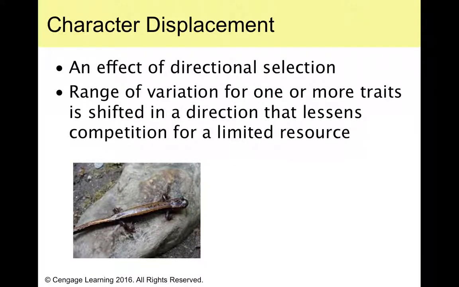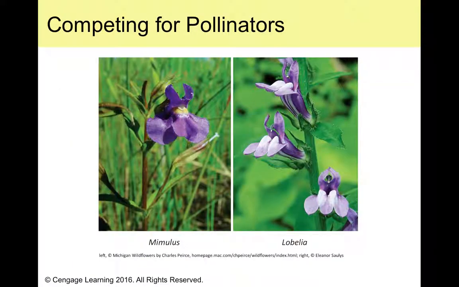So one cool example of what happens when things start competing is what's called character displacement. And that's an effect of directional selection when species are trying to coexist and they're just trying to find a way to survive. There's a range of variation for one or more traits, and we can shift it in a direction that lessens resource competition for a limited resource. We found this with salamanders. It was really cool, but I'm going to show you a graph of this guy a little bit later.